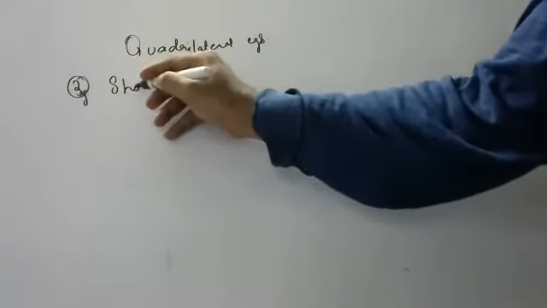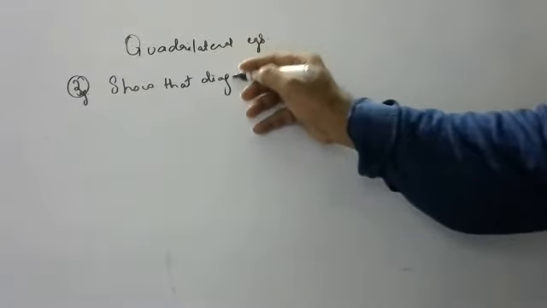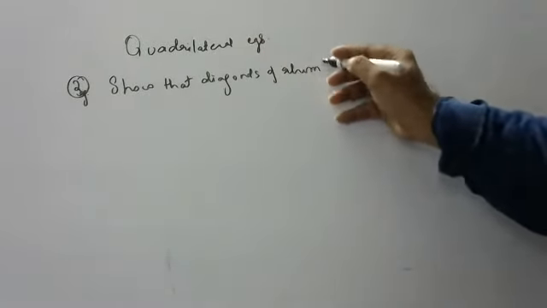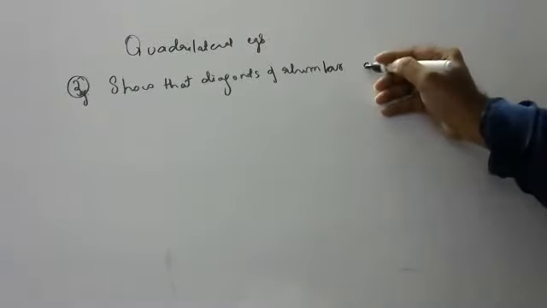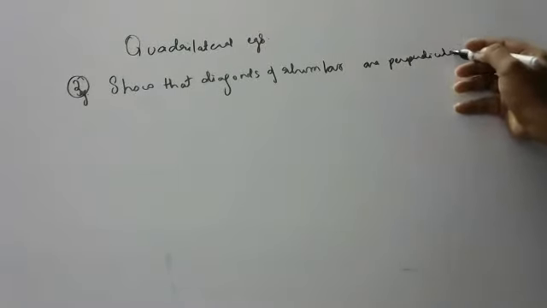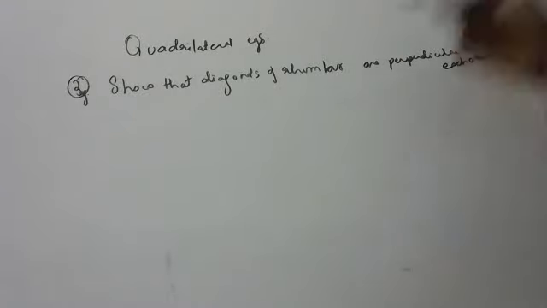I will discuss the second example. All of you please see here. Show that the diagonals of a rhombus are perpendicular to each other. Yeah, children, this is the question, the second question. Show that the diagonals of a rhombus are perpendicular to each other.